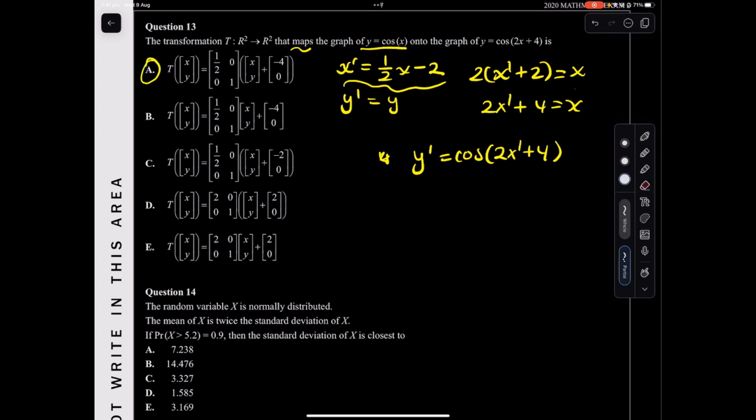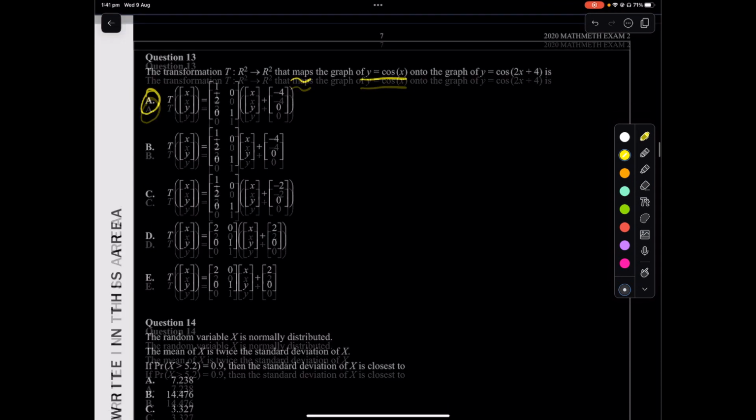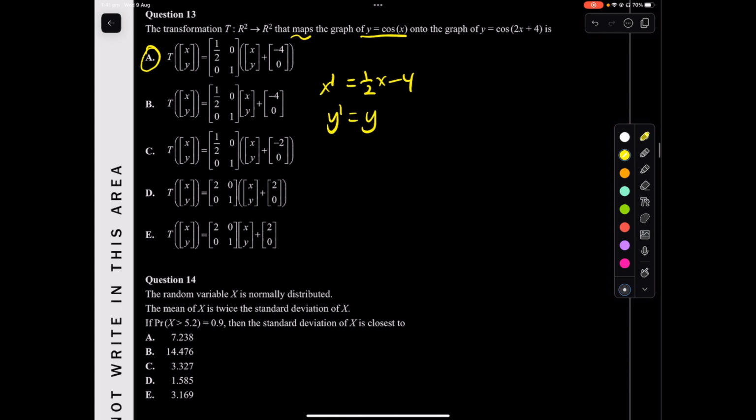I just want to double check the other ones because I think I may have done it wrong. This A should be your answer because it looks the same, but let's try the other ones. This one's easy because it's just squared and doesn't have any brackets, so it's half x minus 4 is your y dash. So y dash is equal to just y. If we transform this equation over here, it'll be x dash plus 8.